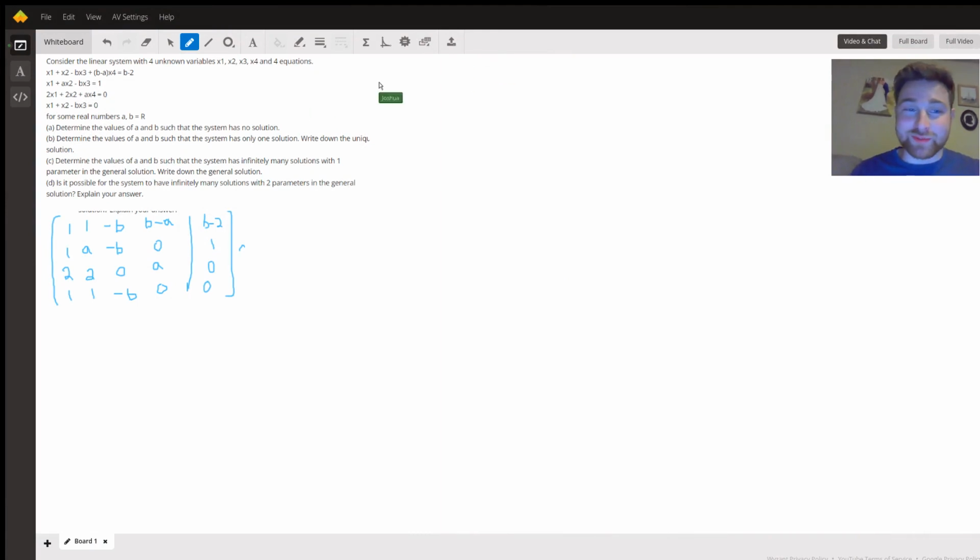All right, this problem's crazy. So we have a system of equations, four unknowns, all x1, x2, x3, x4. But this one's a little trippy because it has a's and b's in some of the coefficients, where a's and b's are real numbers. Okay, so it could be anything. So it could be 2, 4, 6. What we're looking for, we want to find values of a and b where there's going to be no solution.